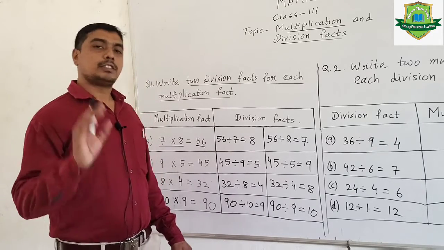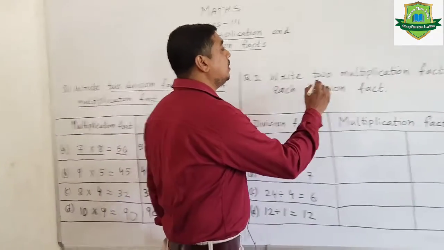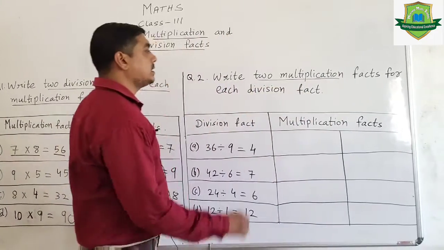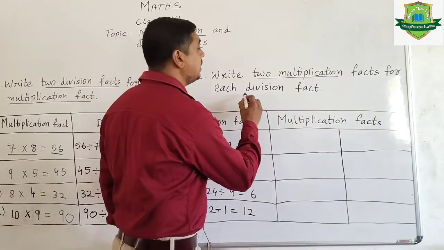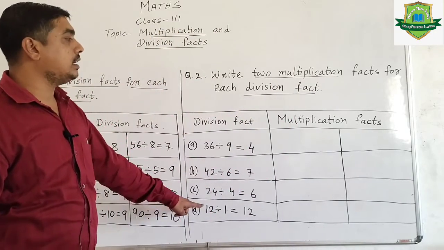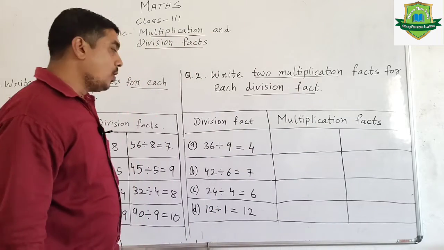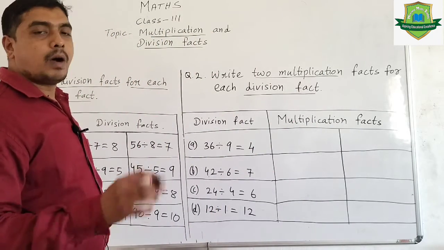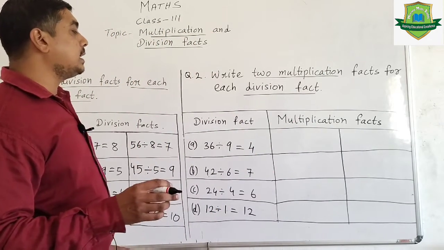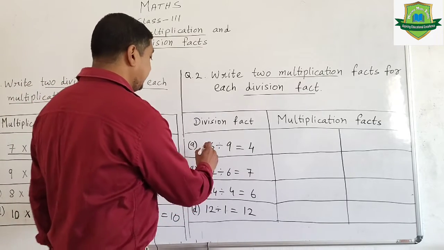Okay dears, now similarly we will see how to write the two multiplication facts for each given division fact. So the division fact is given here. I have to write down the multiplication facts. Here also, just watch carefully how I will find the multiplication fact.